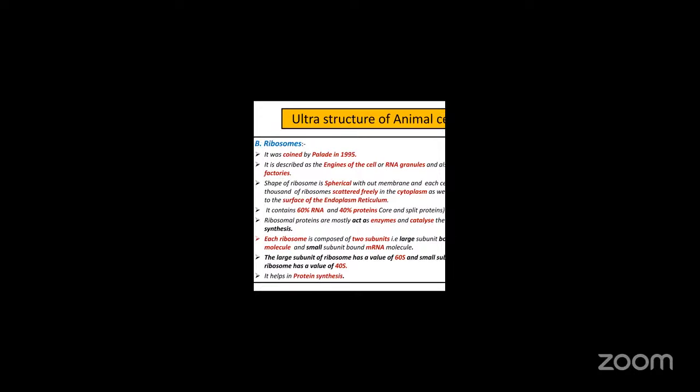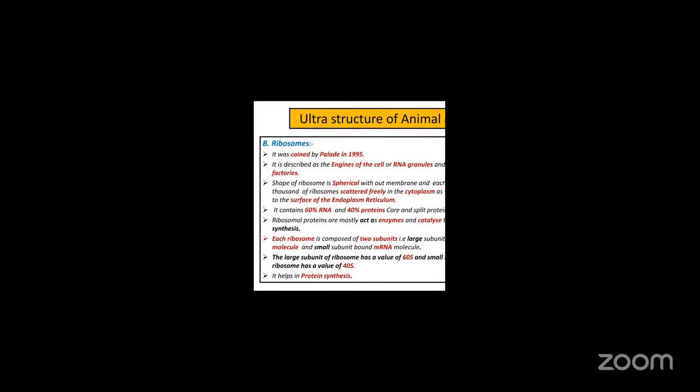And the shape of the ribosome is spherical, without a membrane, and each cell contains thousands of ribosomes. They are scattered freely in the cytoplasm, and they are also found attached to the surface of the endoplasmic reticulum.